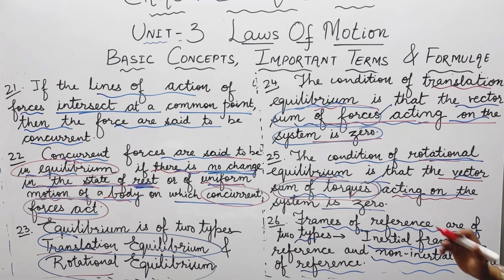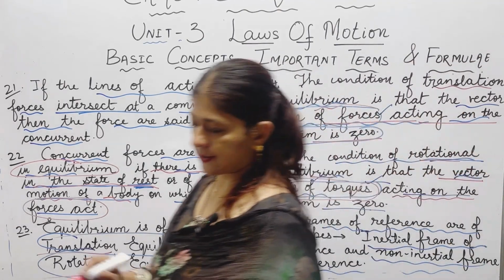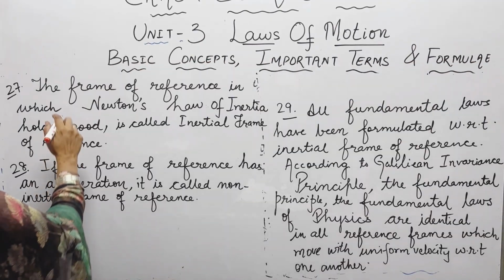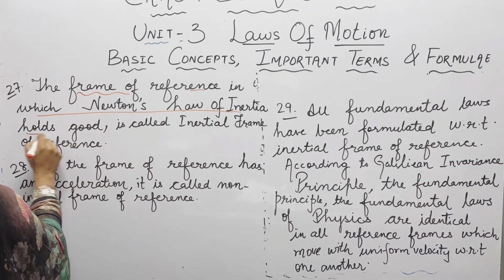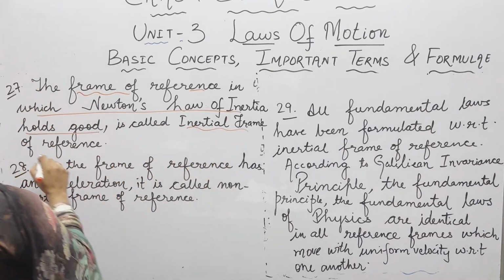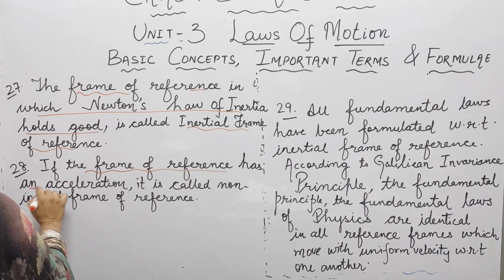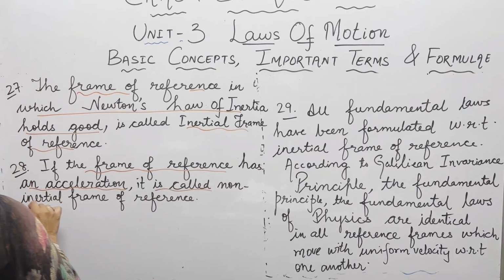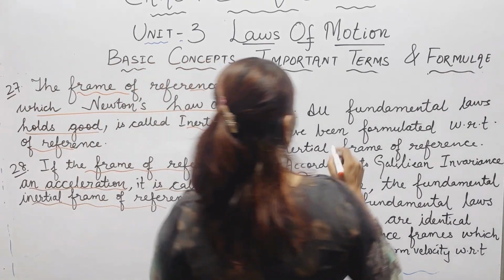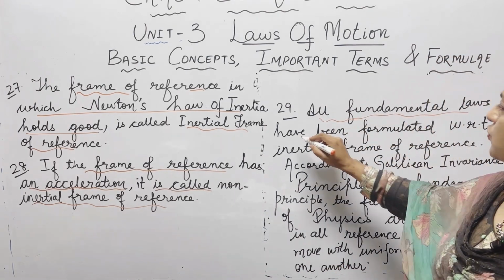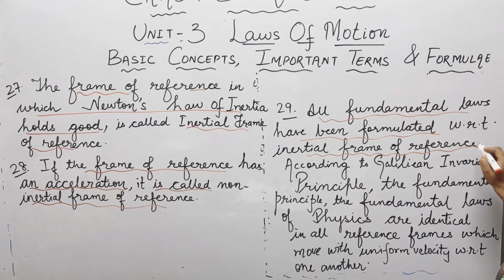Another point is about the frames of reference. It is of two types. One is the inertial frame of reference and another is the non-inertial frame of reference. The frame of reference in which Newton's law of inertia holds good is called an inertial frame of reference. If the frame of reference has an acceleration, it is called a non-inertial frame of reference. The next point is that all the fundamental laws have been formulated with respect to an inertial frame of reference.